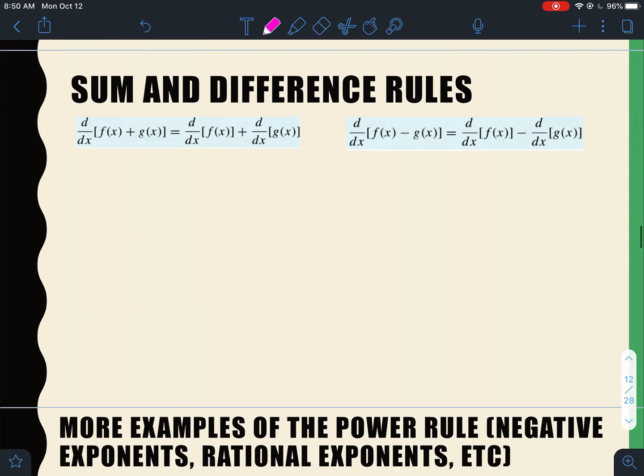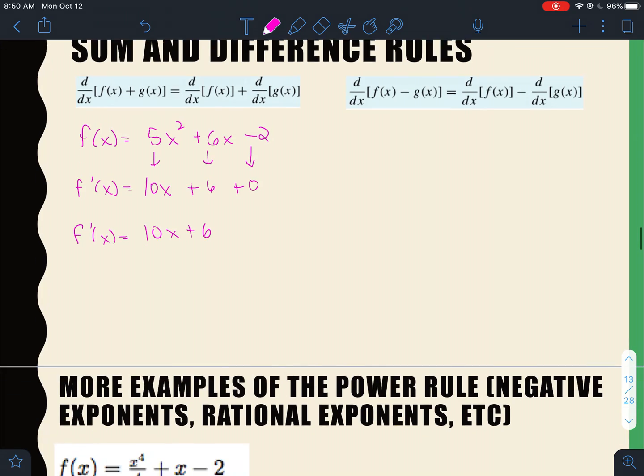So sum and differences, just like when we did our limit properties, if you're taking the derivative of the sum of two things, you can take the derivative of it one at a time. So if we had f of x equals 5x squared plus 6x minus 2, that's a sum of three different things. So you can take the derivative of them one at a time. So the derivative of 5x squared is 10x. The derivative of 6x is 6, and the derivative of negative 2 is 0. So we took the derivative of those one at a time. So the derivative overall will just be 10x plus 6. The same thing works if we're subtracting, so it's the same idea for sums and differences.